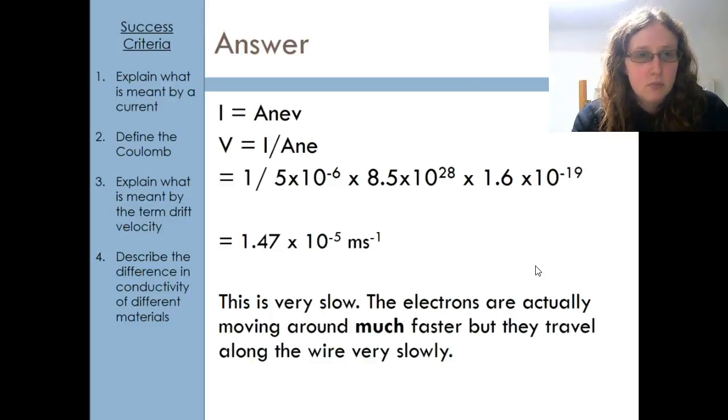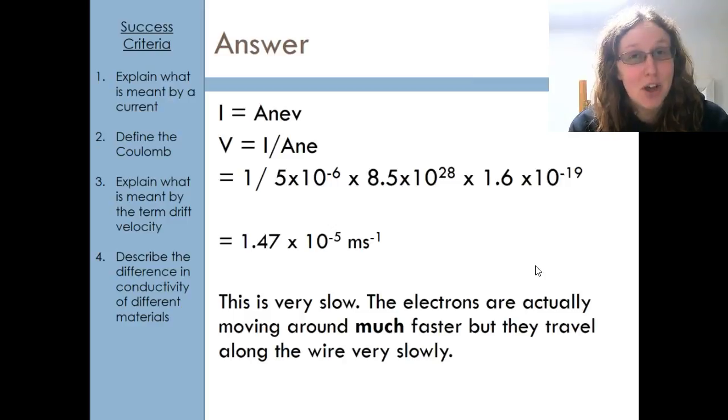So what we need to do then is rearrange I equals ANEV to V equals I over ANE. That gives me 1 over 5 times 10 to the minus 6 times 8.5 times 10 to the 28 times 1.6 times 10 to the minus 19, which gives me a drift velocity of 1.47 times 10 to the minus 5 meters per second. Comment: this is very slow. I hope that's your first feeling when you see this. My word, that's slow. And what you have to remember though is that this is a velocity.